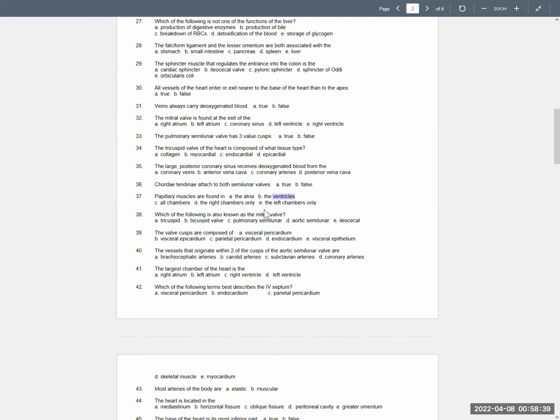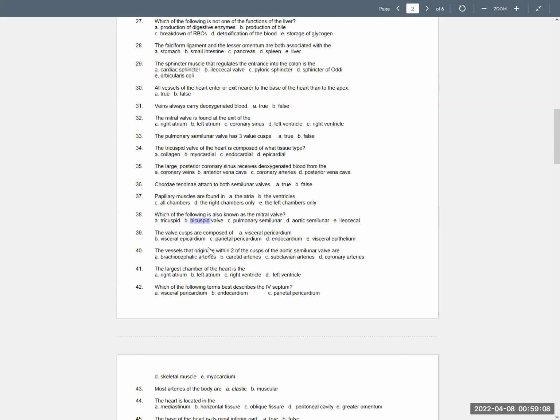Now, when you look at the diagram that I told you to look at, the one I put on the board or the one that's on my website, you might want to have these questions in front of you, and they'll be a lot easier to answer. Which of the following is the mitral valve? The answer to that is the bicuspid, right here.